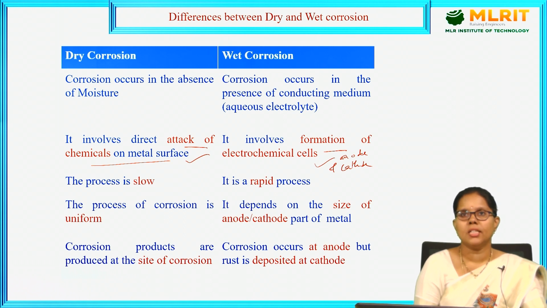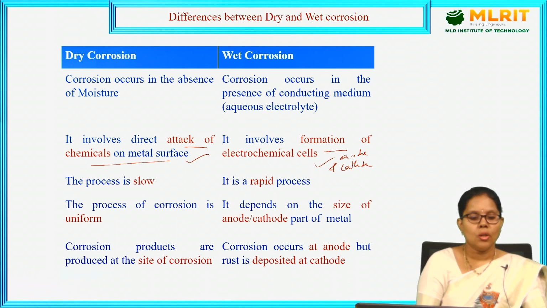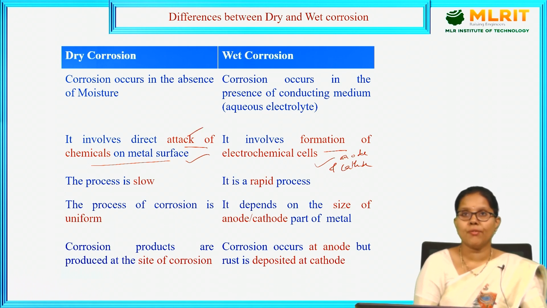But in dry corrosion there is a direct chemical action. We can see that gold is dissolved in liquid mercury. Chlorine gas reacts with silver and tin. Silver is protected by the chlorine, but tin is not protected; it undergoes corrosion because of the chlorine. So, it involves the direct action of chemicals reacting on the metal surface.